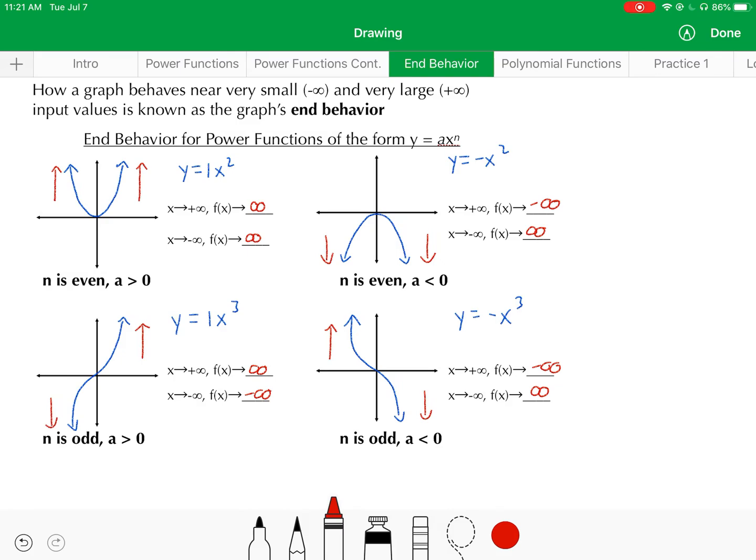And I want you to notice in general that for odd power functions, your end behaviors are always going in opposite directions. One side of the curve is always heading up while the other's heading down. But for even power functions, the end behavior is the same on both ends. It's either up on both sides or down on both sides.